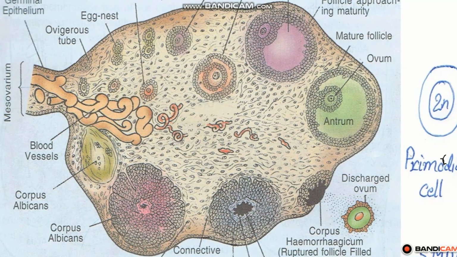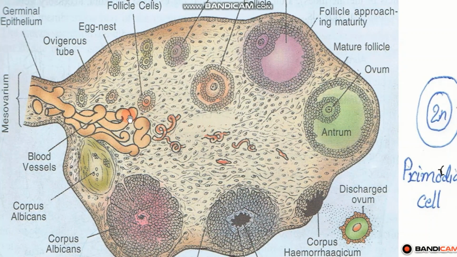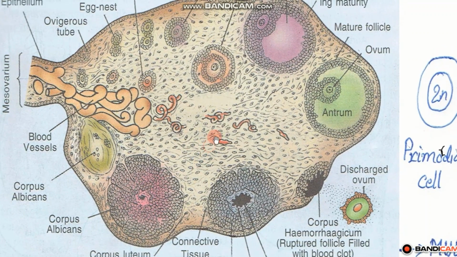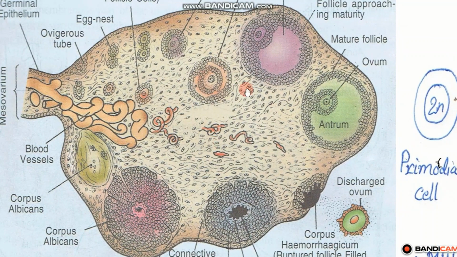So you need to see the LS or TS of the ovary. This diagram is the TS of the ovary. TS means transverse section of the ovary. Whenever you cut it transversely, you will see inside like this. Okay, you will see the inside of the ovary with this structure. So let me tell you what this picture is showing.